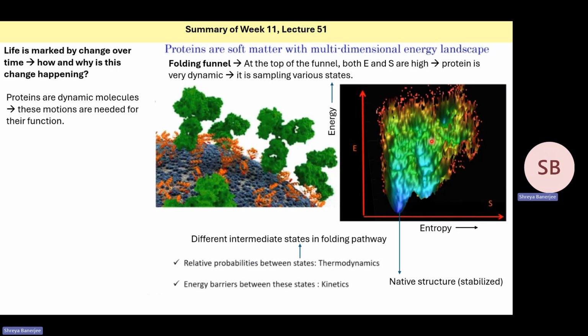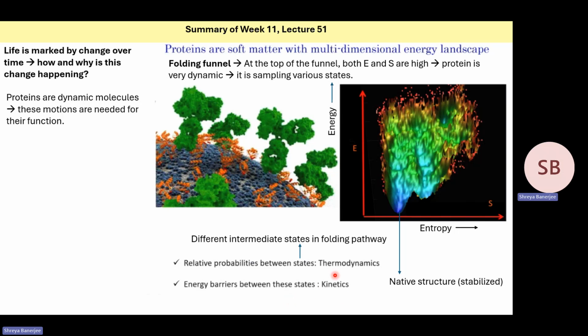So slowly the number of degrees of freedom are decreasing as more and more intramolecular interactions form, and these lead to stabilization of the molecule, which is why the energy is also decreasing. Now, while studying this energy funnel, you can find out the relative probability that the protein will occupy, say, this intermediate state compared to the native state. And this will give you an idea of the thermodynamics, that is the energy difference or the entropy difference.